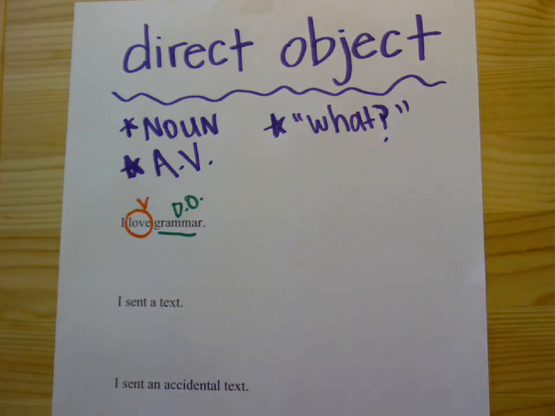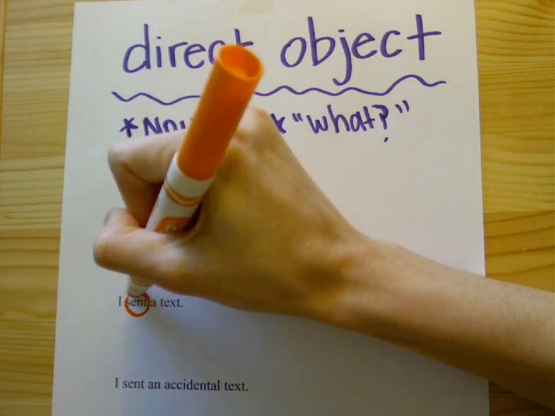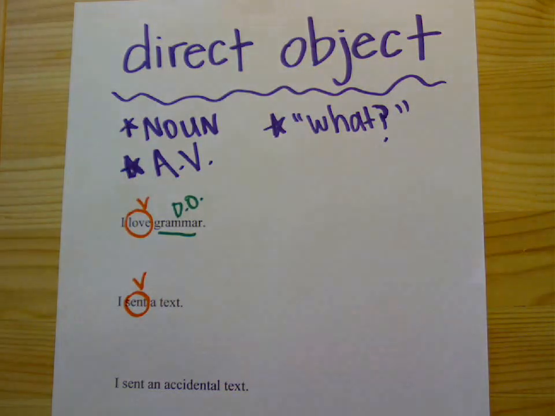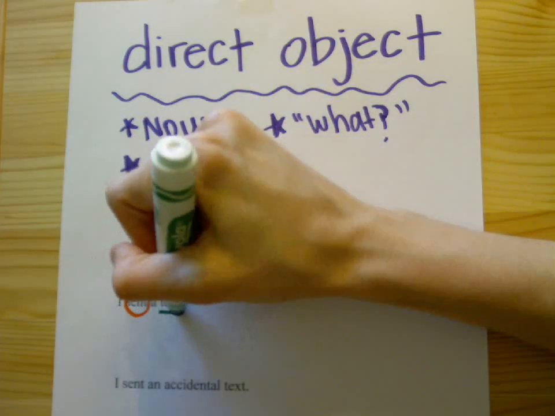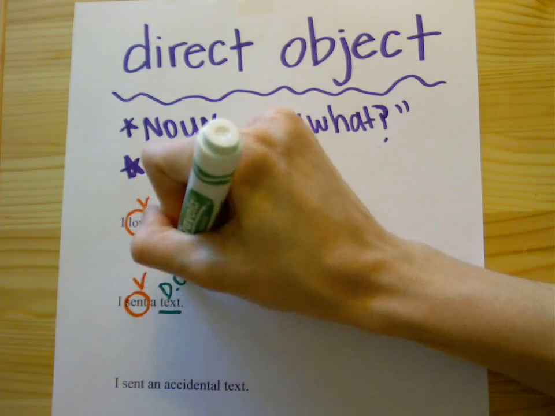I sent a text. All right, so we're going to find our verb first. Our verb here is sent. Okay, now it's an action verb, so we're good. We know direct objects go with action verbs. Let's ask ourselves what? I sent what? Well, I sent a text. Okay, so text is going to be your direct object.